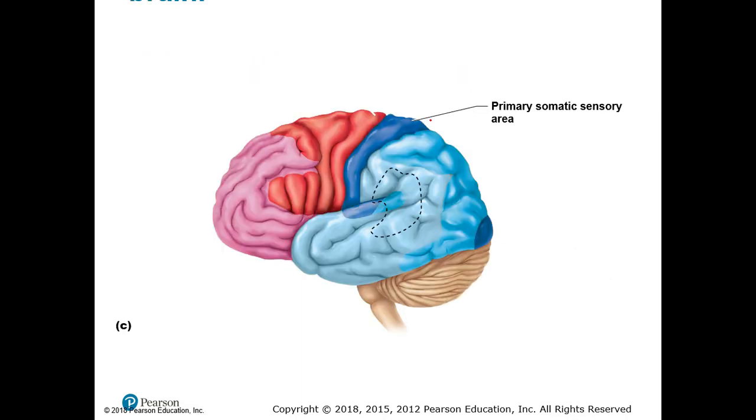Here is our parietal lobe. Our primary somatic sensory area is going to be located up here in this area.